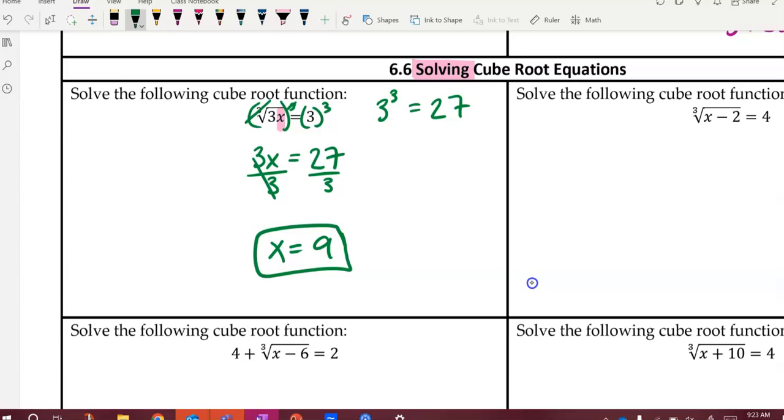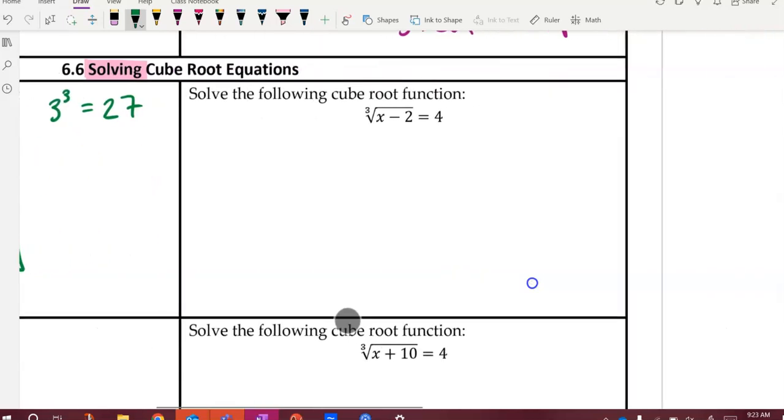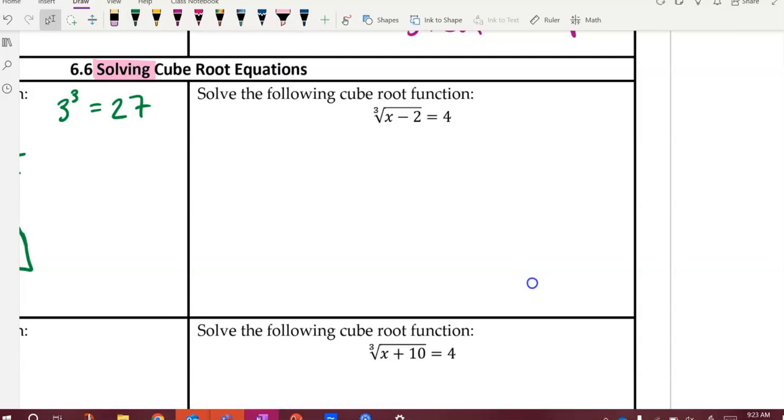All right, the next one. Here's another cube root. We cannot touch x or -2 because they're inside. We can't get inside until we get rid of the root. So we are canceling that root, leaving us with x minus 2. 4 cubed, when you put that in a calculator, it's 4 times 4 times 4.